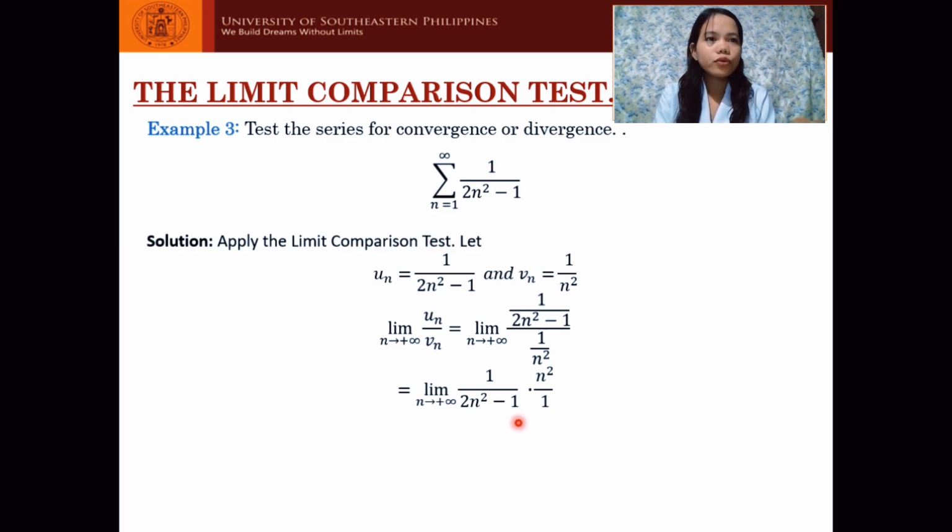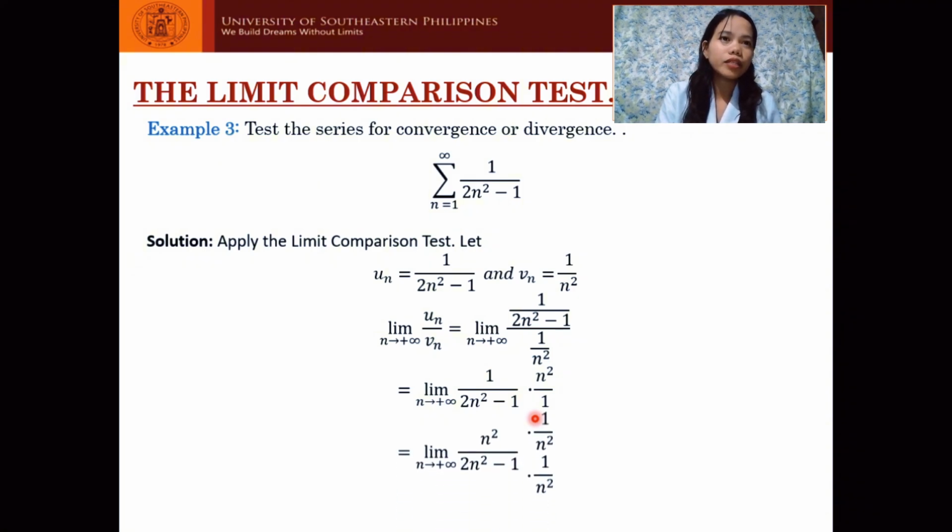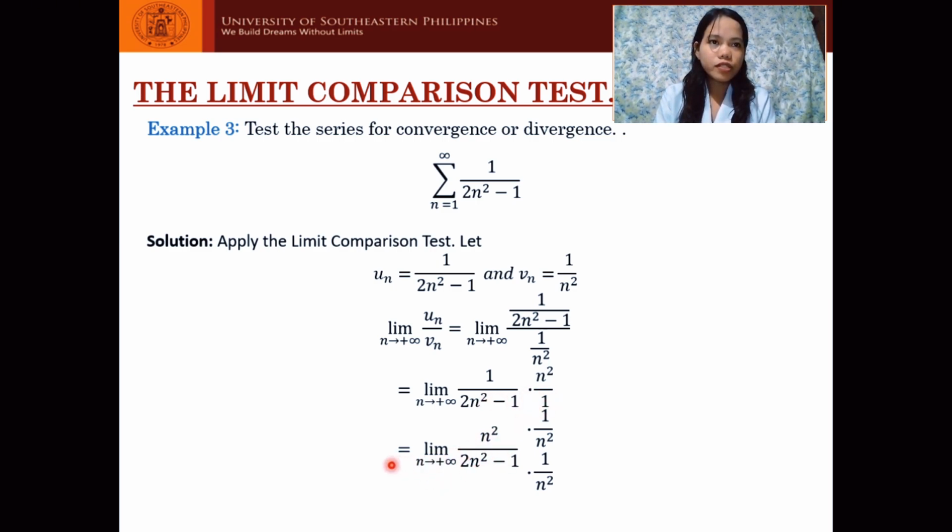The next thing we do is multiply numerator by numerator and denominator by denominator. So what we're going to have now is the limit of n squared over 2n squared minus 1 as n approaches positive infinity. For this one, we have to multiply both numerator and denominator by 1 over n squared, in which n squared is the highest exponent of a variable in the denominator.